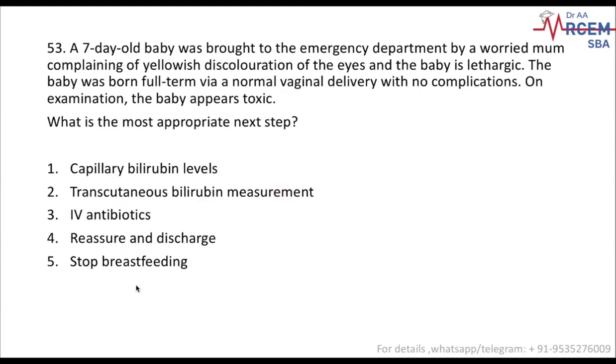A 7 days old baby was brought to the emergency department by a worried mom. Complaints of yellowish discoloration of the eye, and the baby is lethargic. The baby was born full term, normal vaginal delivery, no known complaints. On examination, the baby appears toxic. What is the most appropriate next step? So, what are we suspecting in this case?